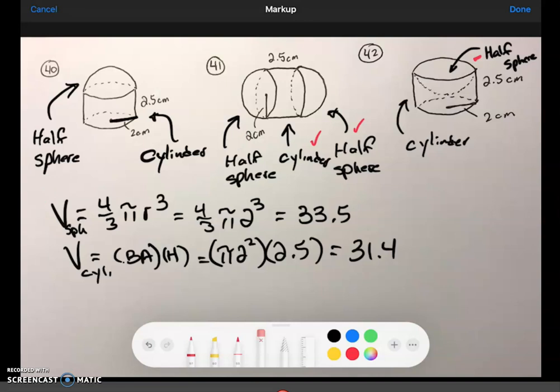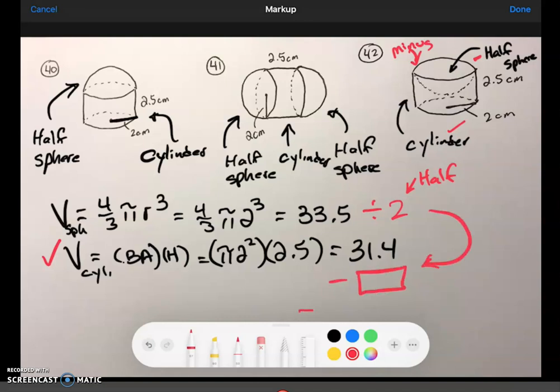And then finally, when you get to 42, you are going to do something slightly different here. You have a cylinder, so you need this. And instead of adding, you're not going to add more to it. You're actually scooping out here. If you look at this picture carefully, you're scooping out, you're going to minus out half a sphere. So first of all, you need half of this, so you're going to divide by 2 because you only want half. And you are not going to add it with the cylinder. You are going to subtract it, whatever that is, and that would be the volume.